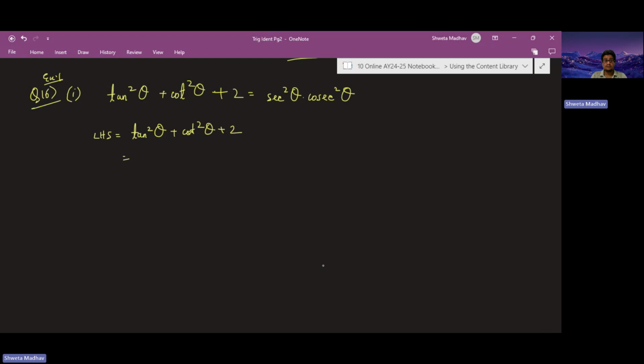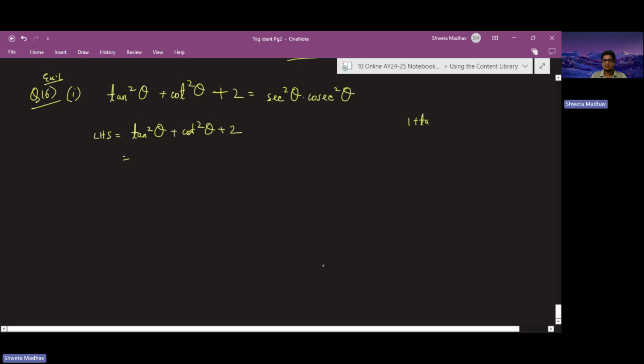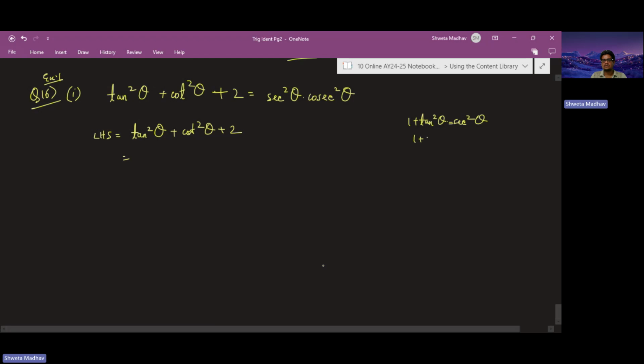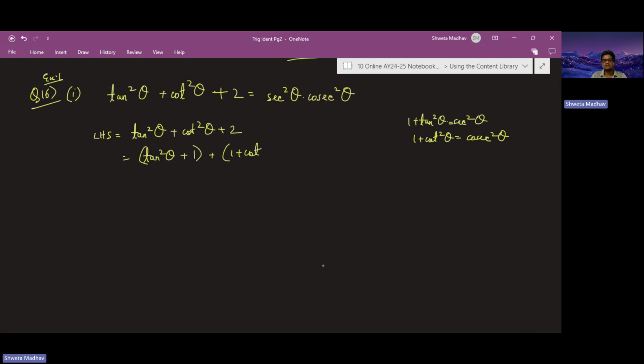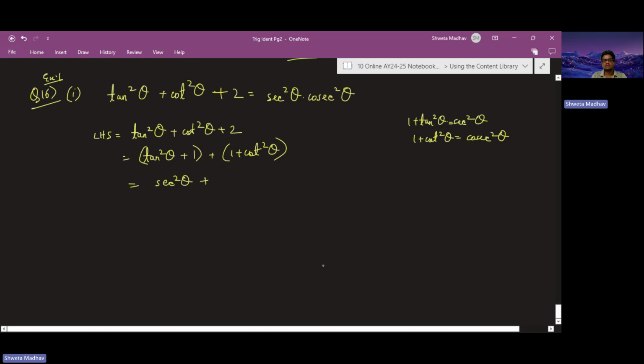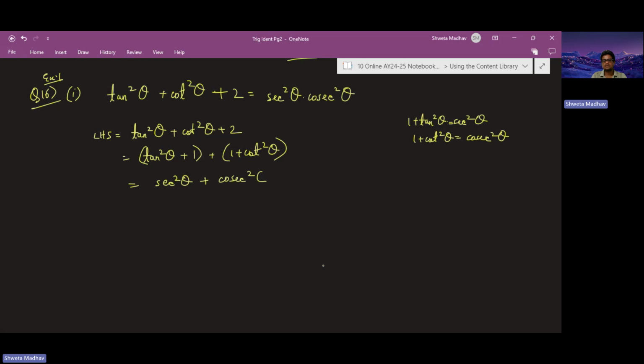So the left hand side, we can write it as, we know that 1 plus tan square theta is equal to sec square theta, and 1 plus cot square theta is equal to cosec square theta. Now, this will be equal to tan square theta, this 2 I can write as plus 1, plus 1 plus cot square theta also. Now this tan square theta plus 1 will be equal to sec square theta, plus 1 plus cot square theta will be equal to cosec square theta.